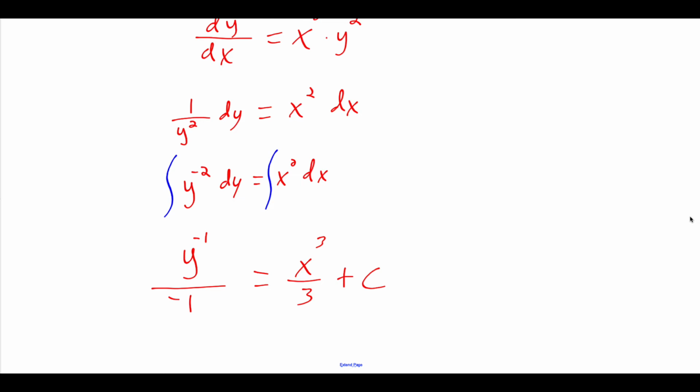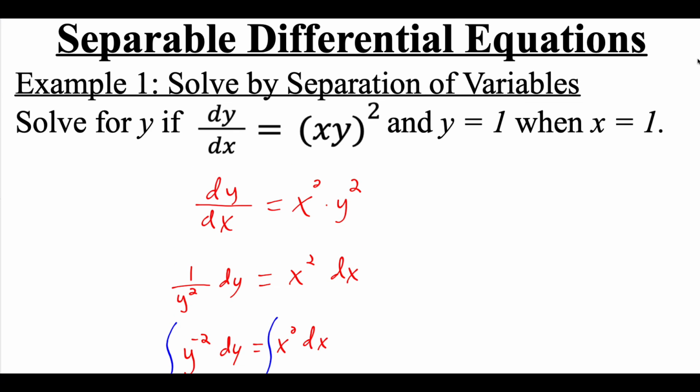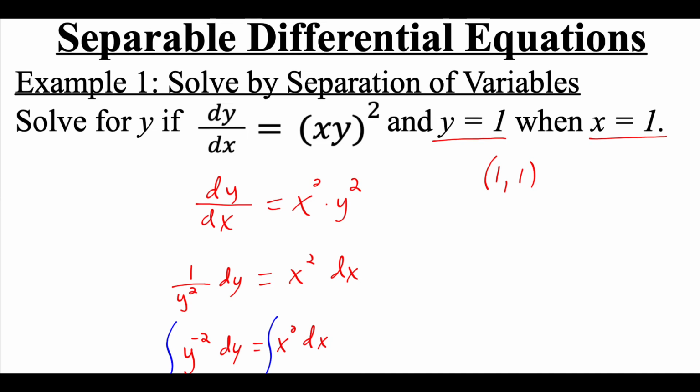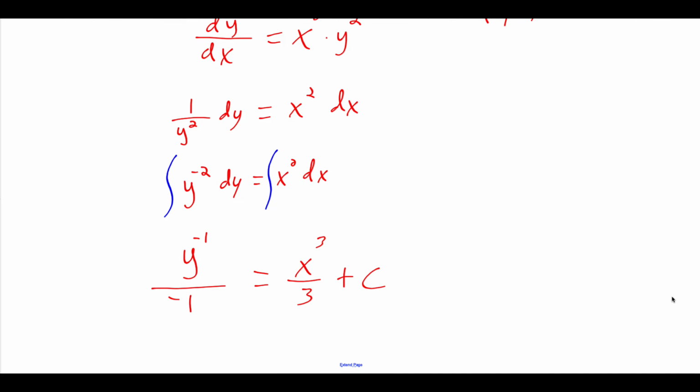Now to solve this, we need to figure out what that C value is. So we were given an initial condition. We were told that y was equal to 1 when x is equal to 1, or we could think about that as the ordered pair (1, 1). So we're going to take that information and plug that in for our x and for our y. So then this will say 1 to the negative first power over negative 1 is equal to 1 cubed over 3 plus C. Now we're solving to get C alone.